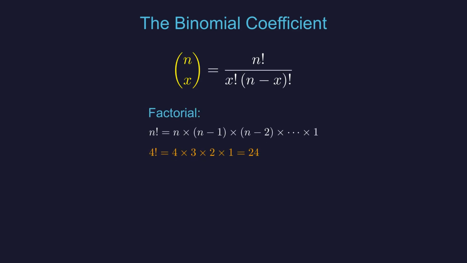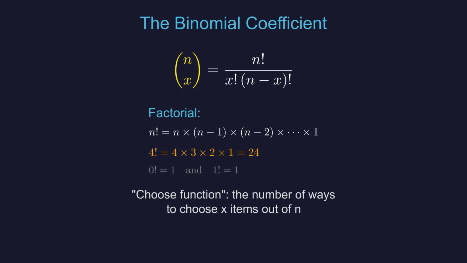Central to the binomial formula is the binomial coefficient, also called the choose function. n choose x equals n factorial over x factorial times (n minus x) factorial. A factorial means multiplying a number by every positive integer below it. For example, 4 factorial is 4 times 3 times 2 times 1, which equals 24. By convention, 0 factorial and 1 factorial both equal 1.